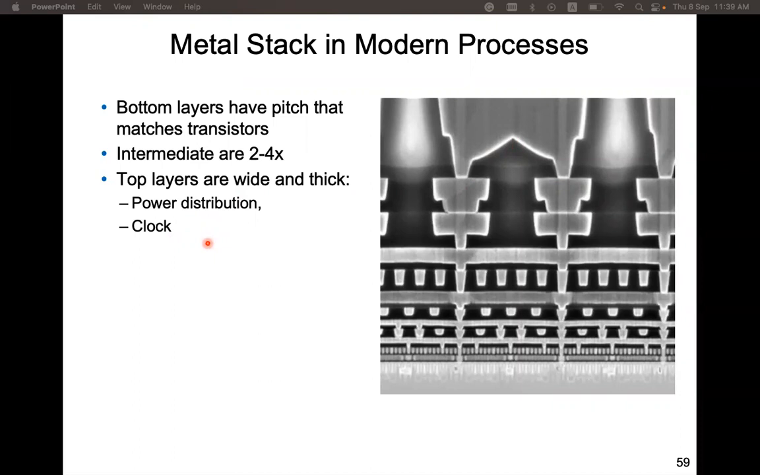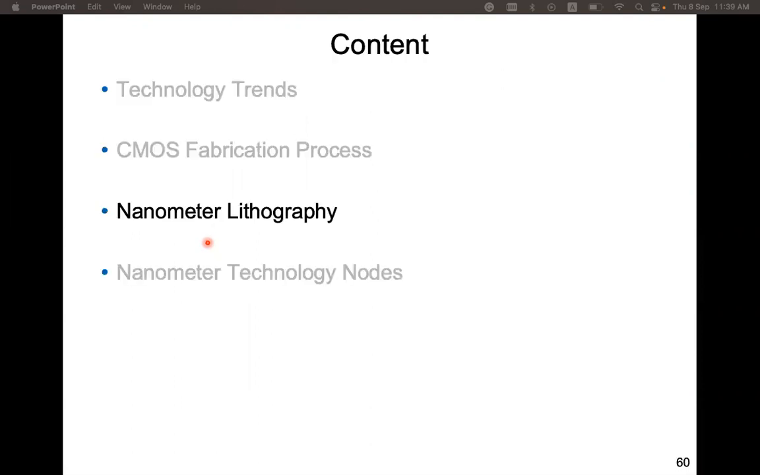Okay, so that's a brief overview of the manufacturing process in a digital IC technology. Do you have any questions regarding the process? If no, let's continue.